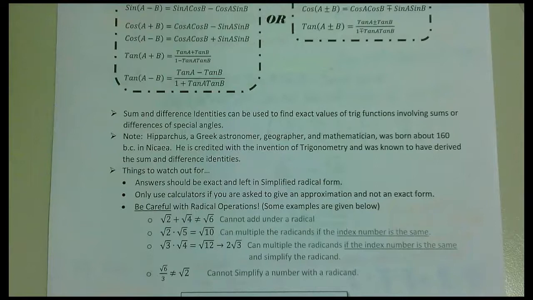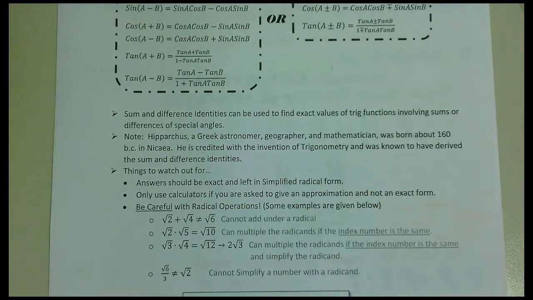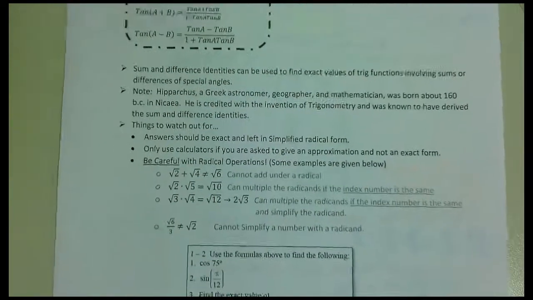So a couple of things I want to remind you. Sum and difference identities can be used to find exact values of trig functions involving sums or differences of special angles. So we're using the special right triangles. Hipparchus, which I probably just said his name wrong, but he's a Greek philosopher, astronomer, geographer, mathematician. He was born in about 160 BC, and he is credited with the invention of trigonometry as well as having known to derive the sum and difference identities. So that's where they come from, just in case you were curious.